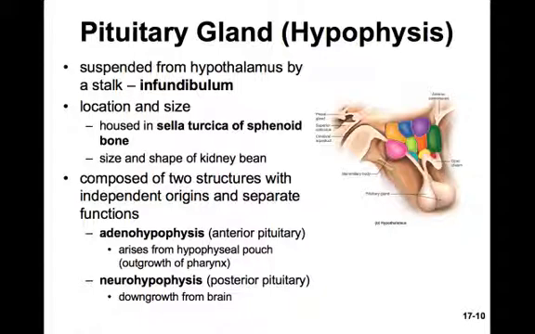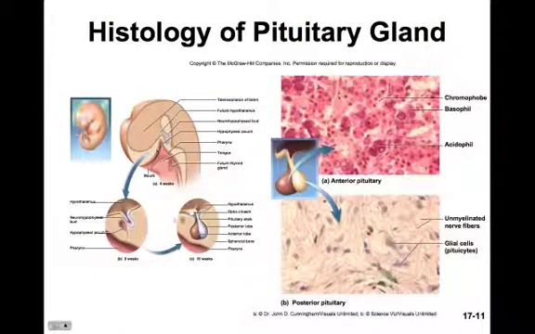The pituitary gland is composed of two structures that have independent origins and thus separate functions. The anterior pituitary, or adenohypophysis, is the portion that's most anterior. And the neurohypophysis, or posterior pituitary, is the portion that's located more posteriorly. It's the neurohypophysis because it's highly innervated. Indeed, it is a downgrowth of nervous tissue from the brain, whereas the anterior pituitary is a growth upwards from the pharynx. You can see this illustrated here in this picture.